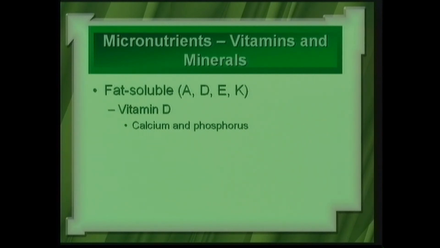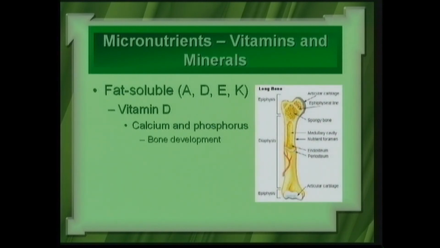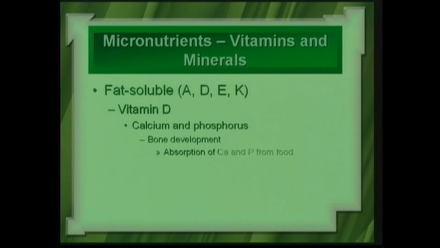Now the next kind of vitamin we're going to talk about is vitamin D. So antioxidants, very important. Eat your fruits and vegetables. Vitamin D is responsible for calcium and phosphorus and what happens with them in your body. Of course these are involved in development of bone.